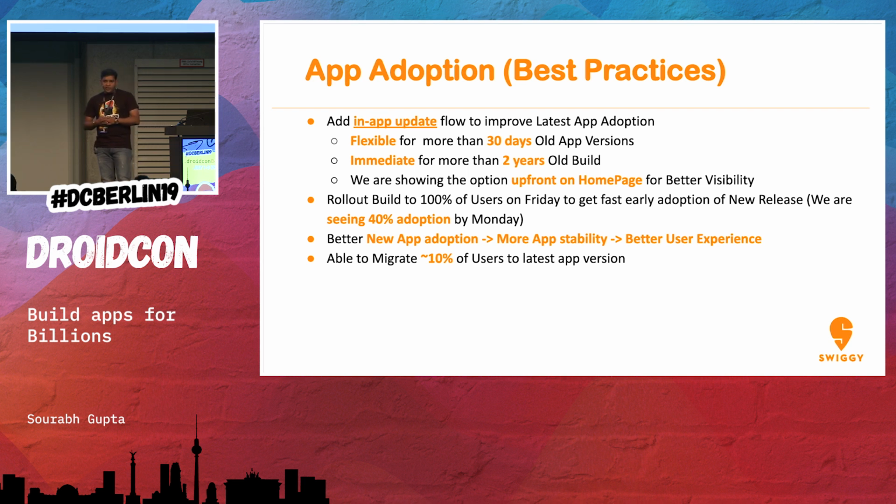We also tried rolling out the build to 100% of users on Friday morning, and when we came to the office on Monday, we saw an adoption of 40% to 50% in just 2 days. Most people get an auto update of the app over the weekend if you do it on Friday. Better adoption means more stability and more user satisfaction. With the in-app update, we have seen 10% of users already migrated to the new app.